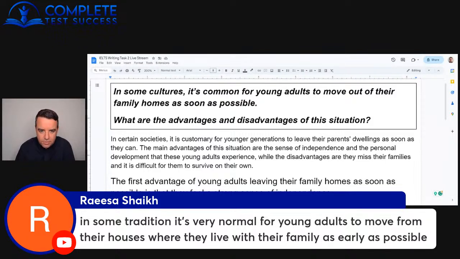Okay, so "in some cultures, it's normal." We would never say "very normal for young adults to move from their houses where they live with their family." It should be "where they lived," because it's past tense if they've moved out from their families, "as soon as possible." And also be careful with punctuation. You need capital letters, commas, full stops. All of those things are missing from your writing, so you need to be careful with those as well, Raisa.